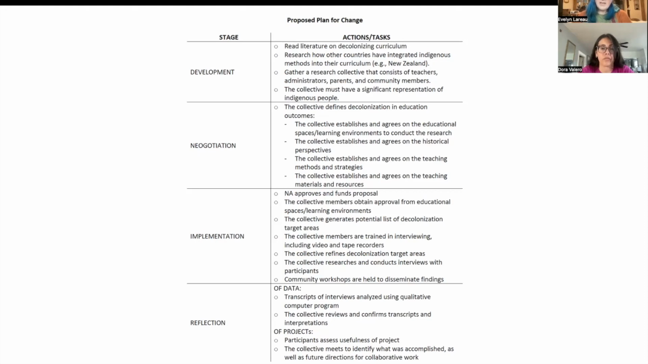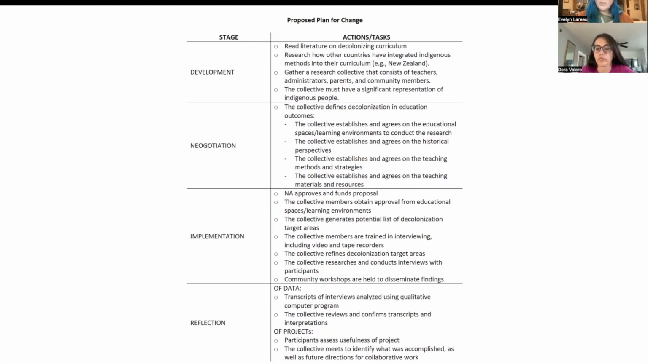So when implementing the PAR process for change, after everything has been approved and we get our funds to go about doing the research, then the collective members will get approval from the different spaces that we're doing the data and research from. Currently, right now, I would say where I'm currently working is going to be the main place, but there may be multiple places and institutions that we are taking the data from.